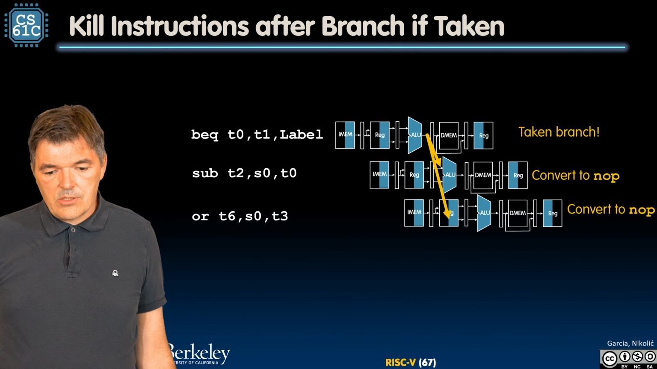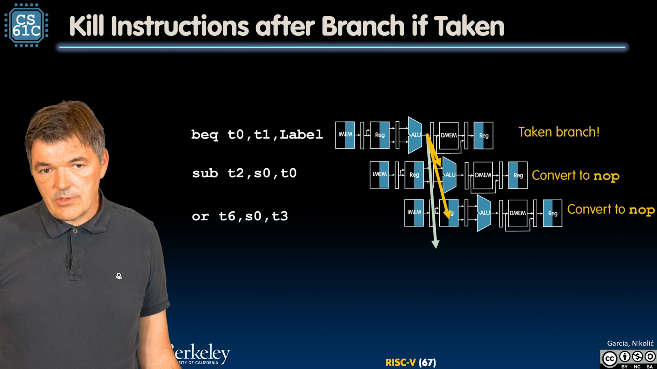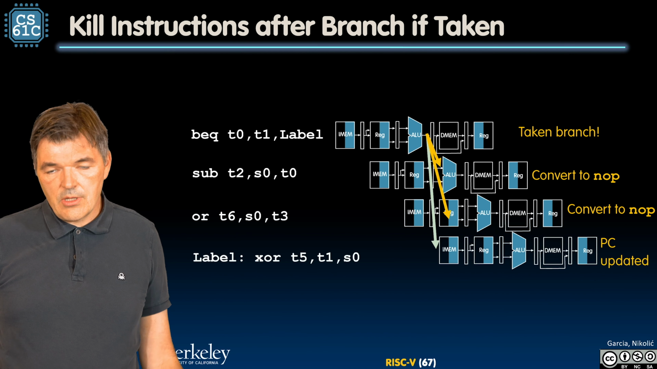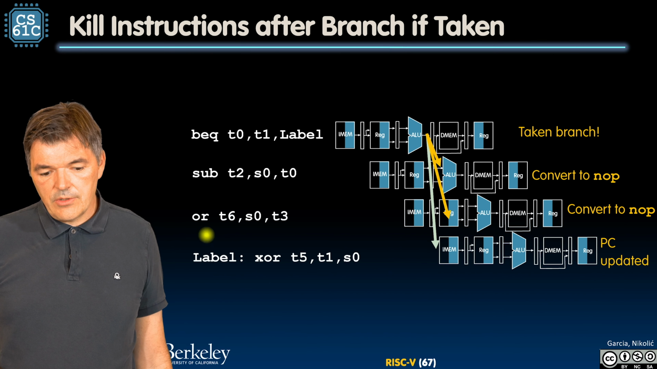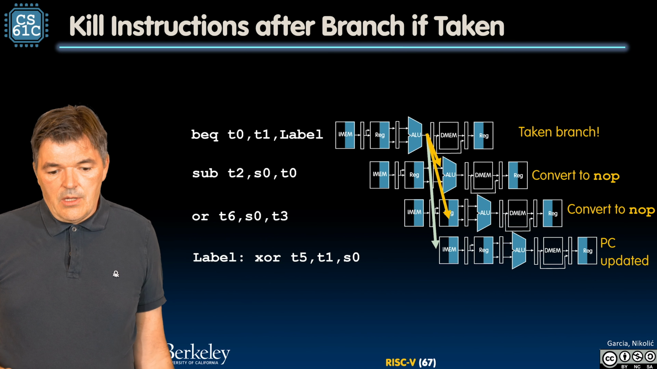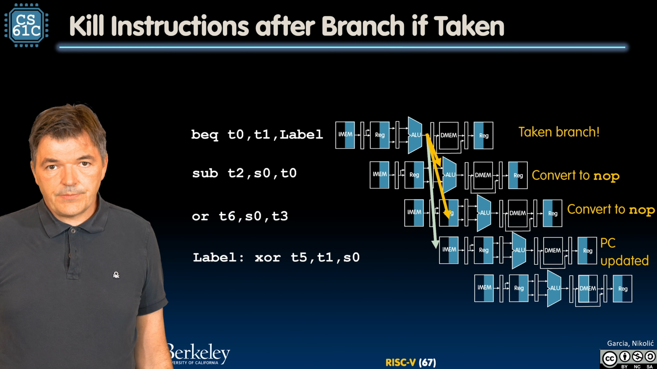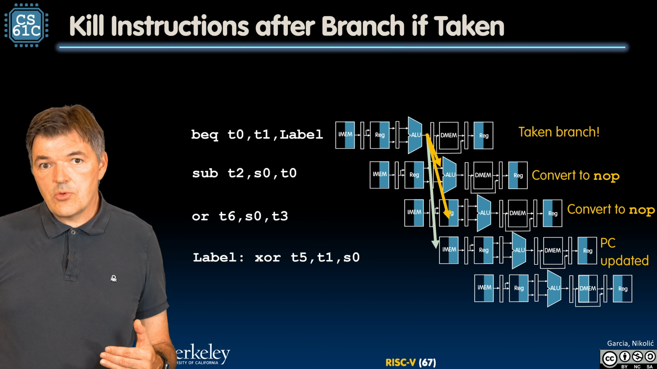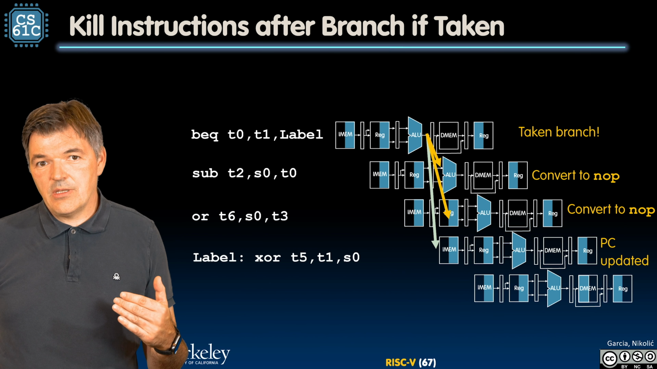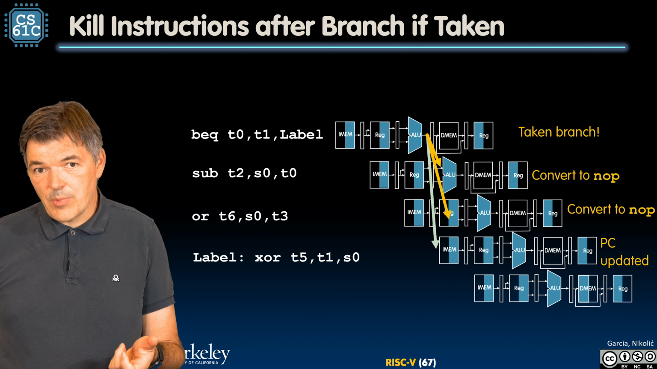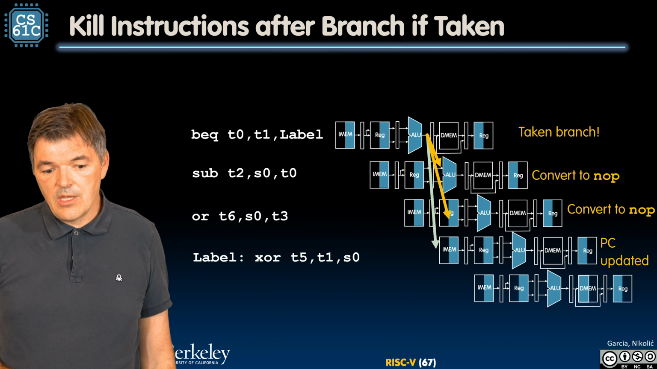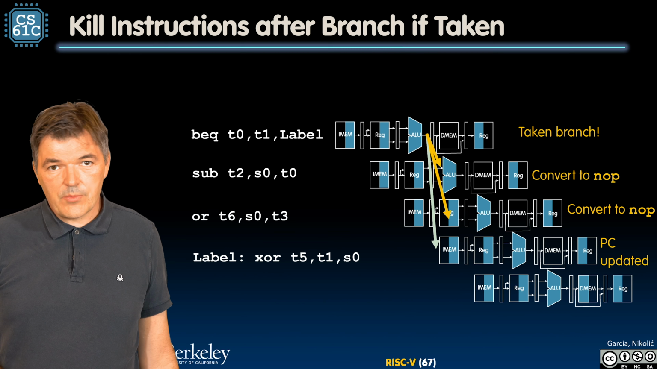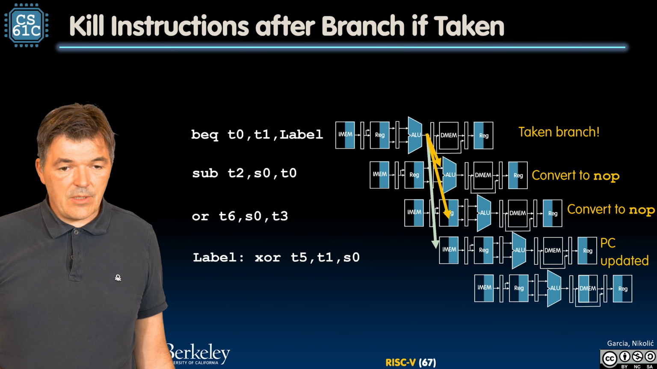branch. So after we convert these two to NOPs, our program counter is updated, and we can execute the next instruction that may be in a different part of the code that is sitting at a label, and there we may find an XOR. And all the other instructions are going to follow. So the branch penalty here is reduced to the penalty that only applies when the branch is taken. So when the branch is taken, we have to insert these two NOPs in the pipeline.